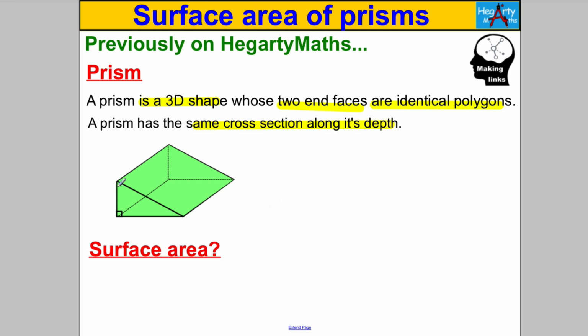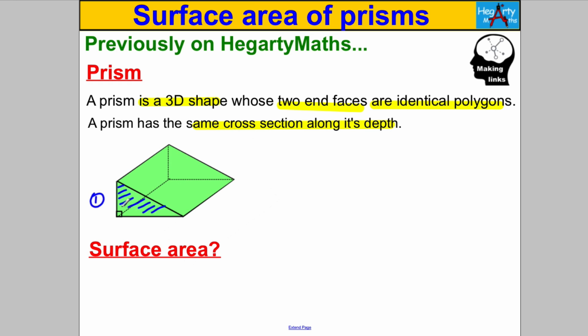So in this particular case here we have the front face is a right angled triangle, and this end face at the back here is also the same right angled triangle. Now if we were trying to work out the surface area of this shape, we would have to break it down into all the flat faces that comprise the shape. The first one is obviously this front face, which I'll call face 1 or area 1.